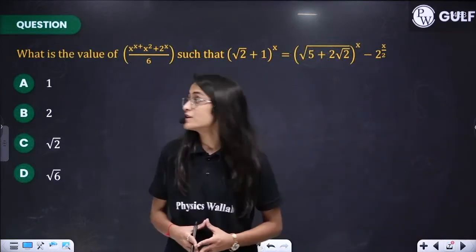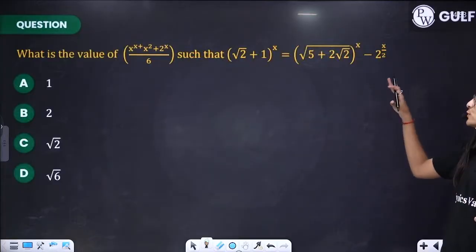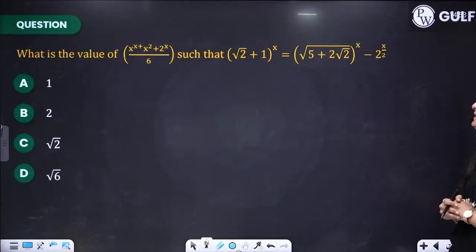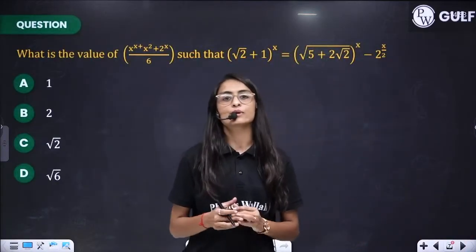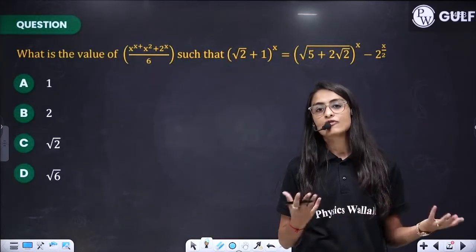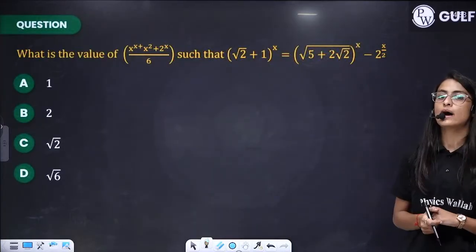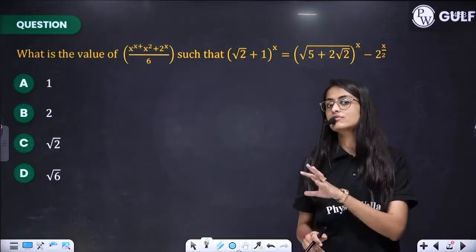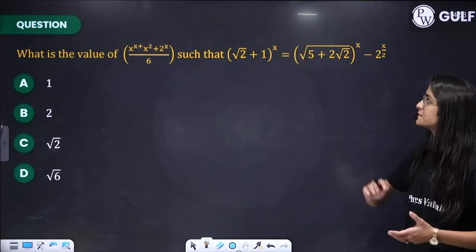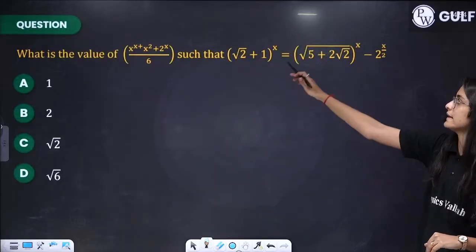Now here in the question it says, what's the value of this expression such that root 2 plus 1 raised to x is equal to root of 5 plus 2 root 2 raised to x minus 2 raised to x by 2. Here what we will do is solve the question by hit and trial. We'll substitute the values of x in some ways and check if LHS is equal to RHS. If LHS and RHS are equal, that means the value of x we substituted by hit and trial is correct. So if I substitute x is equal to 1, I won't be getting LHS and RHS equal.